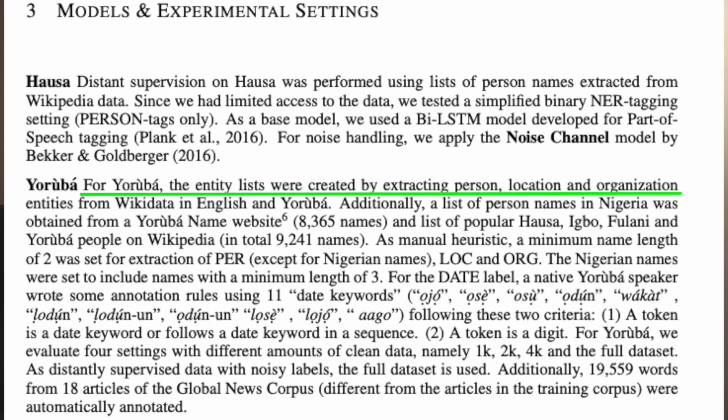For the Yoruba datasets, we have the entity lists of person, location, and organization from Wikidata in both English and Yoruba. The paper also extracted a list of person names from different external sources, as well as populating a list of popular Hausa and Yoruba people from Wikipedia. For Yoruba, we evaluated 4 different settings with different amounts of clean data, from 1,000 to full datasets.